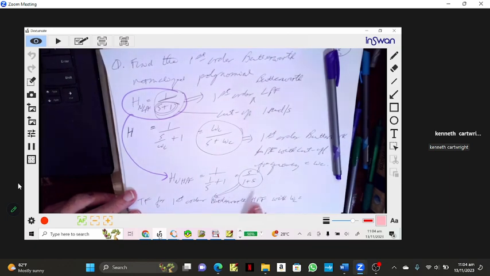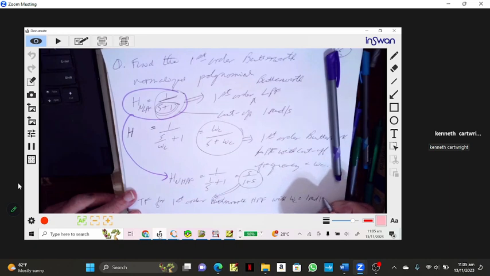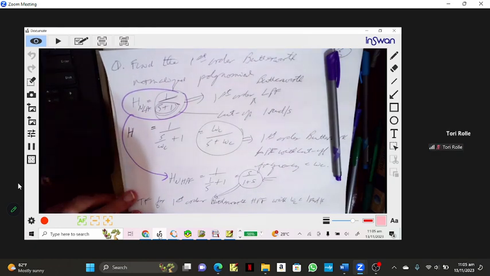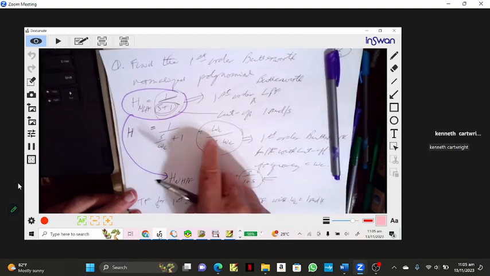Transfer function of a first order low pass Butterworth filter with omega C equals 1 radian per second. What do we do to this to get any cutoff frequency? We substitute S over omega C for S. Yeah, it's the same thing we did up here for the low pass filter.